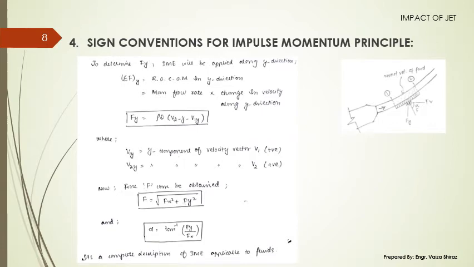Similarly, you can find out Fy by applying the impulse momentum equation along the y direction. So over here, your Fy is positive, V2y and V1y both are positive. You can find out the resultant force F by the resultant of these two, square root of Fx square plus Fy square. Also alpha, that is the inclination of this F with the horizontal axis, is tangent inverse of Fy over Fx. Now, this discussion summarizes a complete description of the impulse momentum equation applicable to fluids.